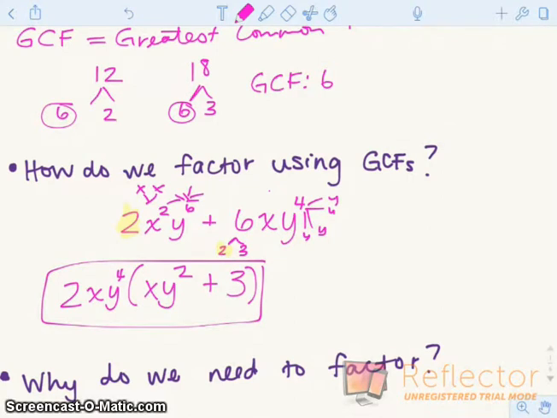Essentially, you're undoing the multiplication that you would have done. If you want to check your answer, you just use the distributive property. I would take this whole thing, multiply it by this whole thing, multiply it by this, and make sure that what I ended with is what I started with.